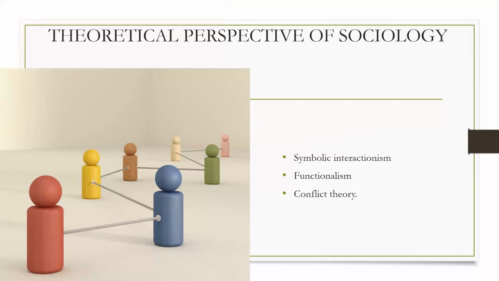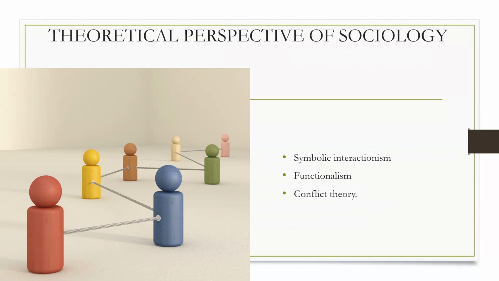Okay, and last but not least, we must also acquaint ourselves with the theoretical perspectives of sociology. When we talk about the theoretical perspective, we are talking about the lens through which we study and understand society. Sociology has three basic theoretical perspectives: symbolic interactionism, functionalism, and conflict theory. So we must acquaint ourselves with all these things.